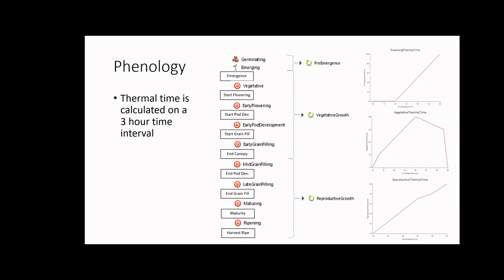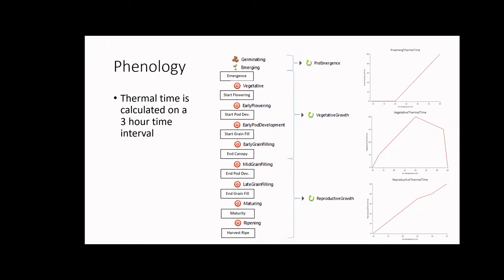So starting out with the phenology, this is very much a repeat of what we just heard from Neil with the canola model. Thermal time was interpolated over 3-hour intervals. For this model, I divided it into 3 different phases: the pre-emergence, the accumulation of which is shown there in the upper right corner, with thermal time based on that interpolation; vegetative, which is emergence to the end of canopy development; and then reproductive, which is the end of canopy development up to harvest.